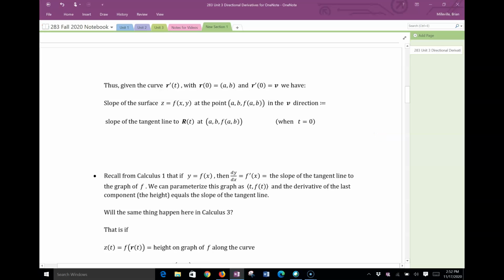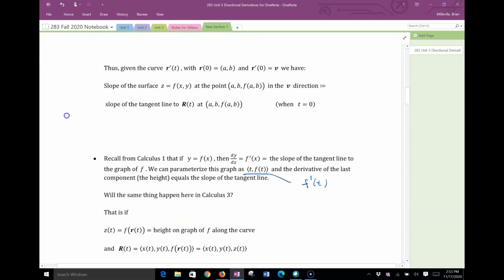All right, so remember from calculus that the derivative represented the slope of the tangent line. We've seen here in calculus 3 that we can actually take any ordinary calculus 1 function and parameterize it as a vector valued function, and what we would know from this then is that the derivative of that last component would be the slope of the tangent line. Taking the derivative component by component, we get that the derivative of that last component is the slope of the tangent line. So that's the question for us now. Is the same thing going to happen here for us?